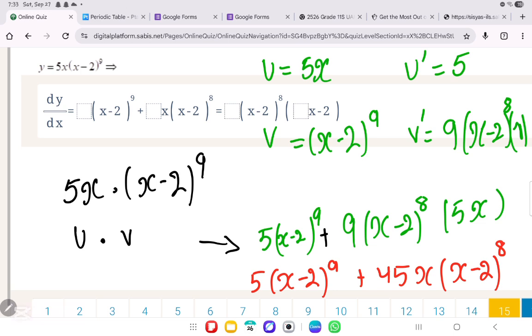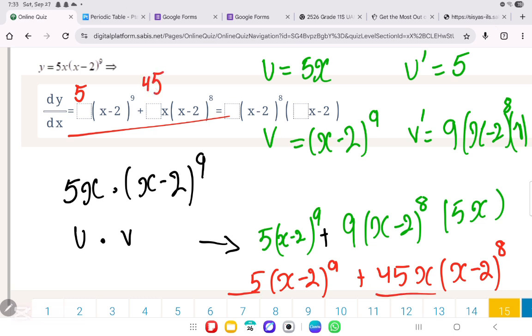As you can see, this is the first step that they want from us. They want something times (x minus 2) to the power of 9 plus something x times (x minus 2) to the power of 8. So it's going to be 5 over here, and it's going to be 45 over here.